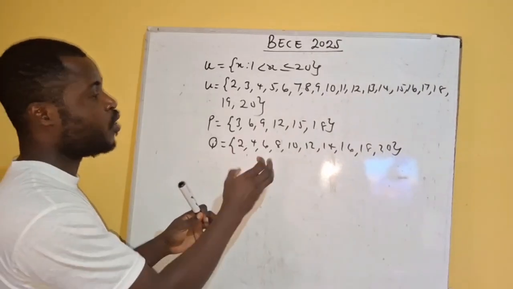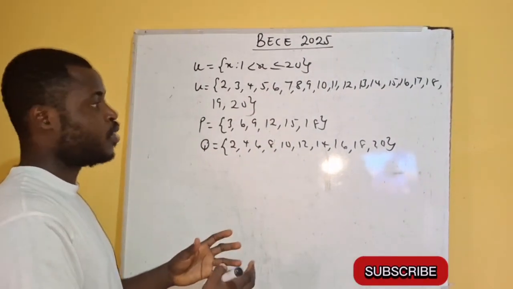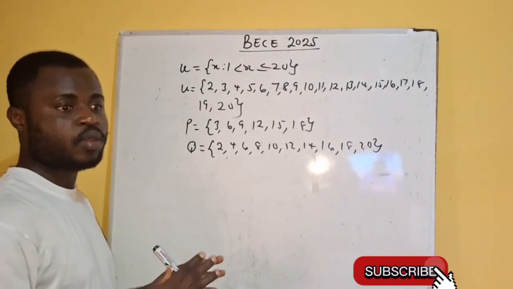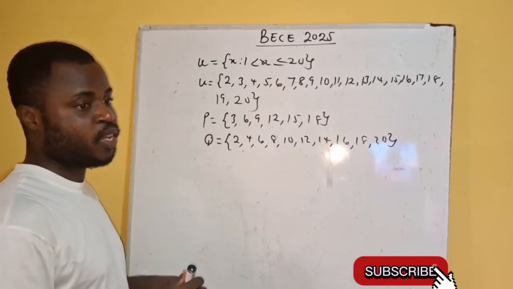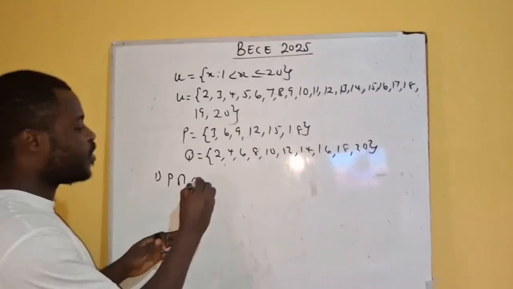When you look at P and Q, indeed, they are subsets of the universal set. Subset means that when all the elements in a given set can be found in another set, that's the meaning of subset. So take note of that. So now we should find P intersection Q.